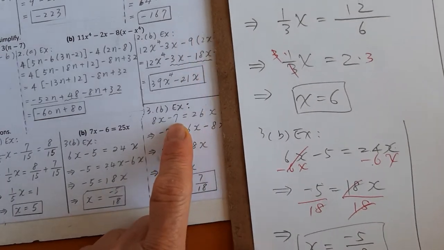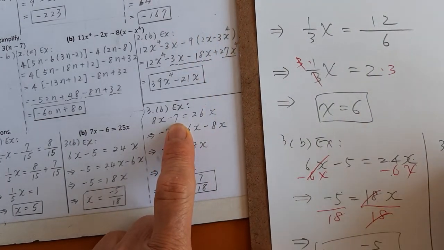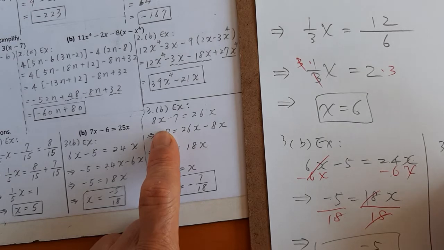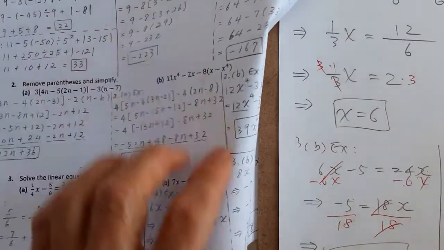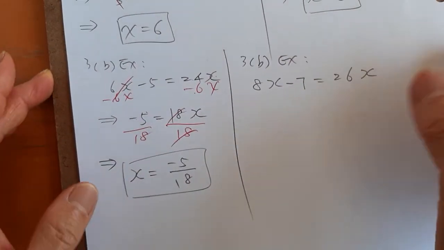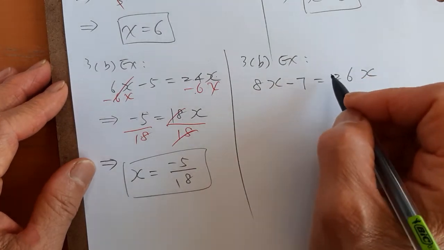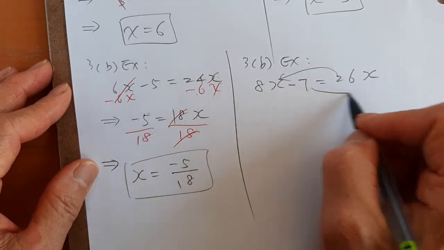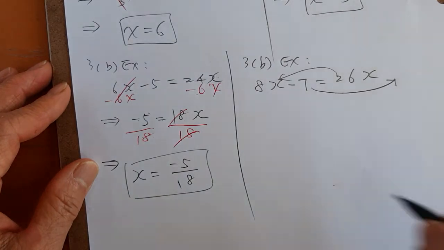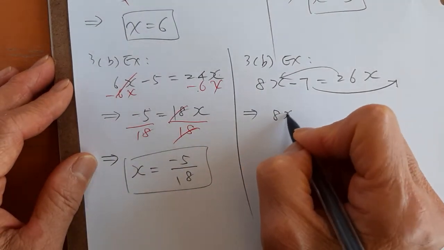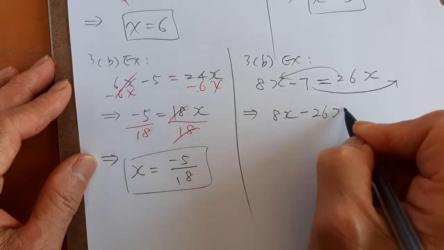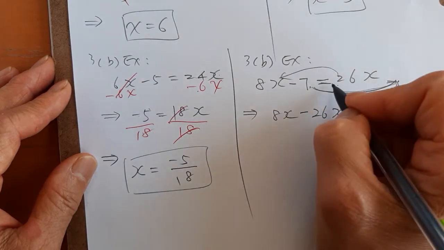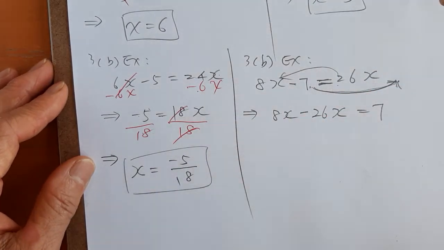Another example, question 3b. This question: 8x minus 7 equals 26x. This time I try to make the x term on the left and the constant term on the right, moving over and changing the sign. So 26x moves to the left of the equality, change the sign, minus 26x. Negative 7 moves to the right of the equality, and changes to positive 7.